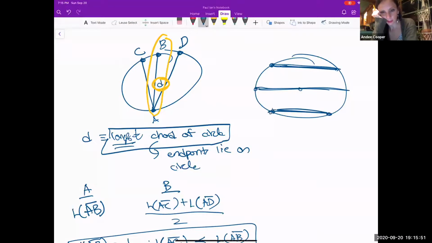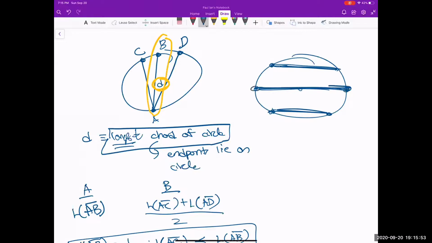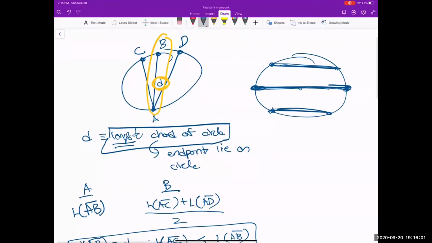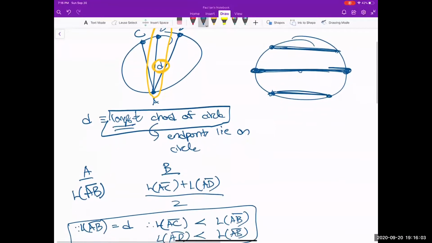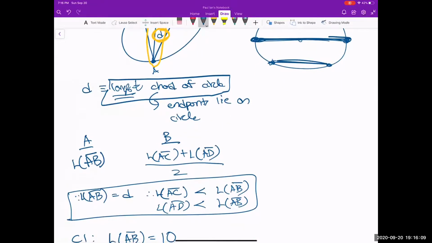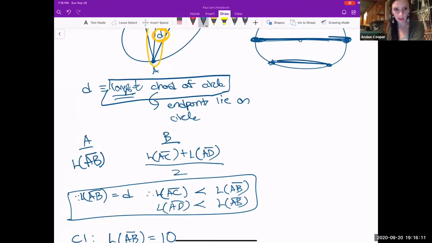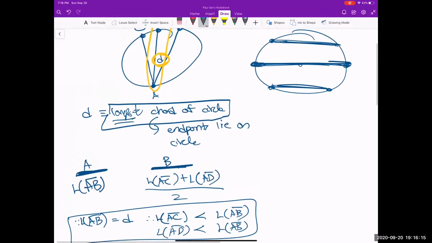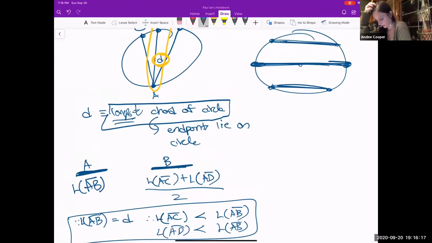And the diameter is always the longest one, from end to end. So that gives you that. That's one thing you can get from that. Now let's look at quantity A and B. So the length of AB is just the diameter. Right. The average of the length.